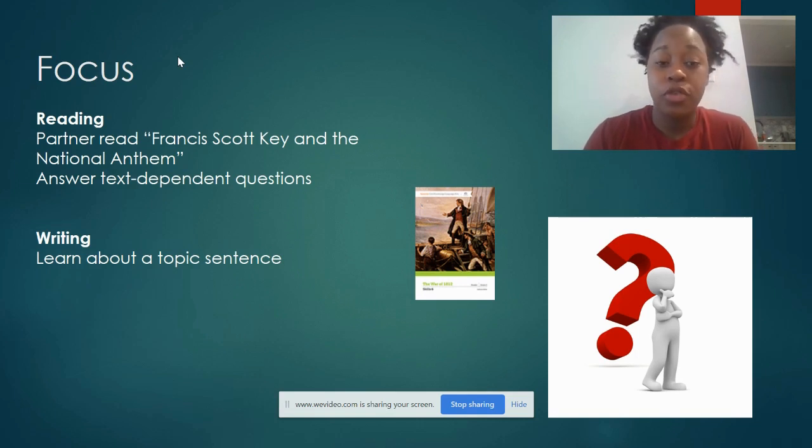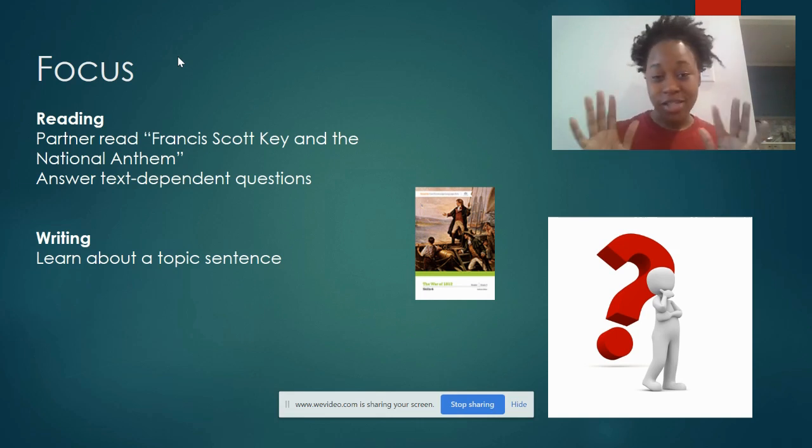Our major points of focus today will be reading and writing. For reading, we're going to read a story called Francis Scott Key and the National Anthem. And then we're going to answer some text-dependent questions about the story. We'll go into that a little more later once it's time. And then for your writing focus, we get to learn about a topic sentence. Say, ooh la la.